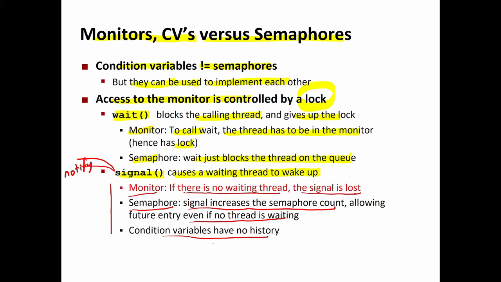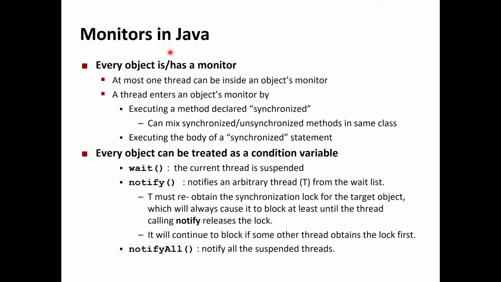It is for this reason that semaphores are sometimes more forgiving, and you have to be more careful sending notifications or signals when monitors are being used, as in Java. In Java, every object is essentially a monitor. For each object, we define certain methods as synchronized. This is the keyword, and when you use it, only one thread can be executing a synchronized method at any time.